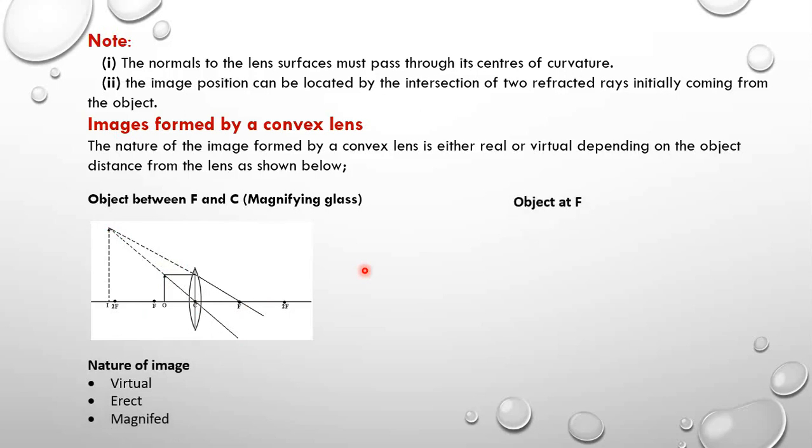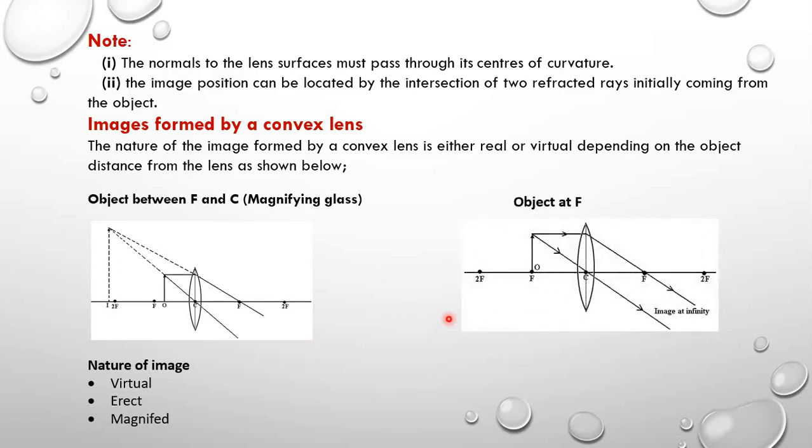Let's look at when the object is at F. When the object is at F, this is what you're going to be having. A ray parallel to the principal axis is refracted through the principal focus. A ray passing through the optical center goes undeviated.